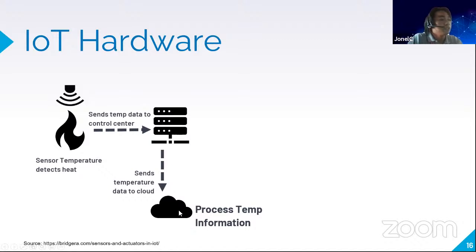And then once it's in the cloud, it's gonna process that temperature information, and then you can have a choice to save this particular information to the cloud in a database or send the command back to the control center. One example of this is Alexa, if you are familiar with Alexa, or Google Home, or any other smart assistant devices. What they actually do is connect to the internet. So they process your voice commands based on the information that they get from the internet, okay?